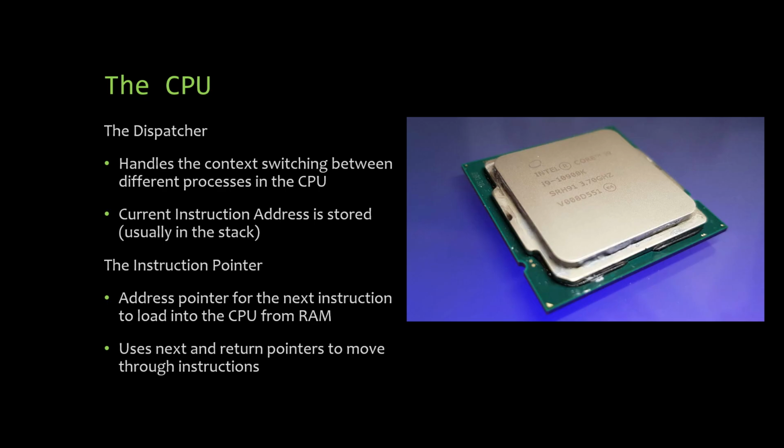The dispatcher is what handles switching context between different processes in the CPUs when a new process is loaded. All we're concerned with on that is that the instruction address is stored, usually in the stack. The instruction pointer is what takes that address, executes, or sends the instruction set to the CPU. That gets executed, the instruction pointer puts in the next address, and it loads that from the RAM.